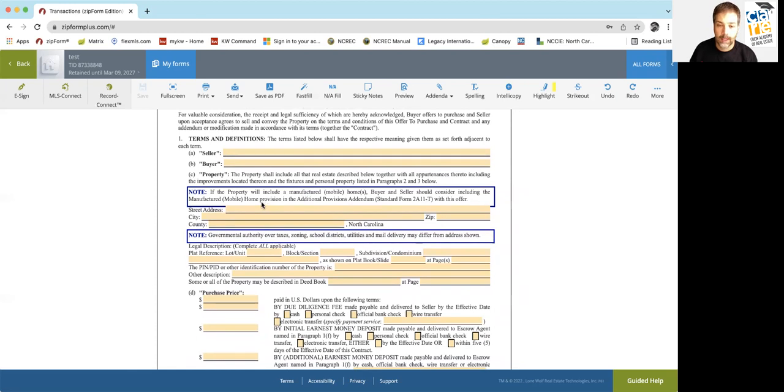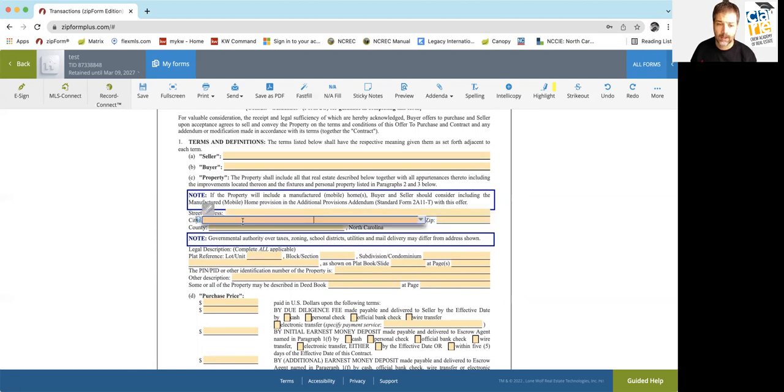Next, we want to define what is the contract for. In this case, it is a purchase of real property, and we need to be very specific about that property, not just a street address. If we put just 123 Main Street, that could be multiple Main Streets across the country. We want to be as specific in this section as possible. So put the street address, the city, the county, and of course the zip code.